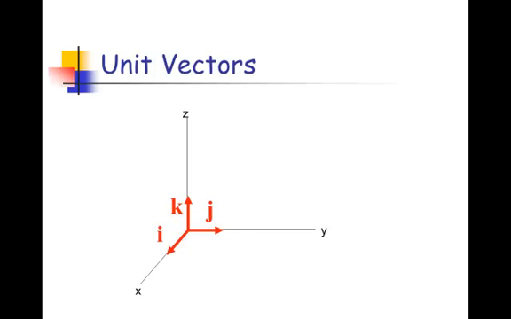All right, so just like we said earlier, the positive z direction is k hat, the positive y direction is j hat, and the positive x direction is i hat. Unit vectors normally have a hat like that, or they're just in bold.